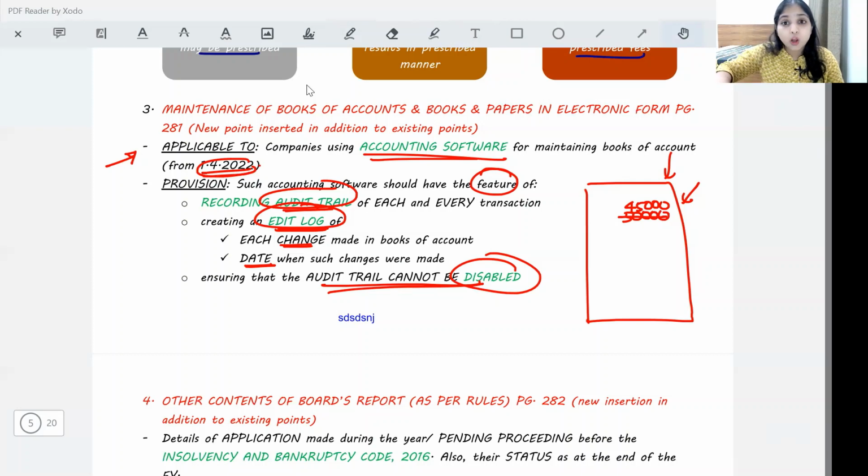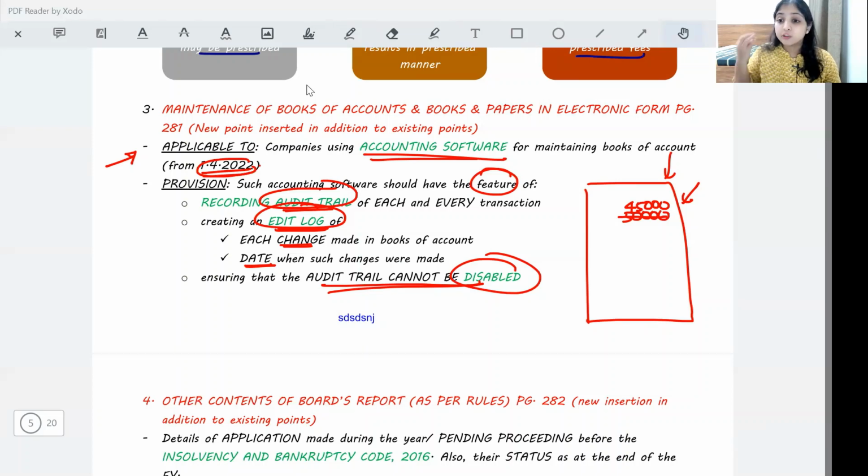What is audit trail? Audit trail is a record of what happened when. On this date, a journal entry was passed. Then on this date, this journal entry changed. The numbers were changed. On this date, the narration was inserted. On this date, the debit account was changed. On this date, again, the amount was changed. So basically, creating a history of that entire transaction. Later, if I want to see what were the changes in the books of accounts for this one particular transaction, I should be able to recall and see.